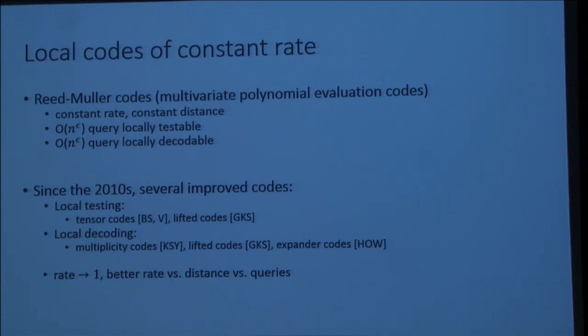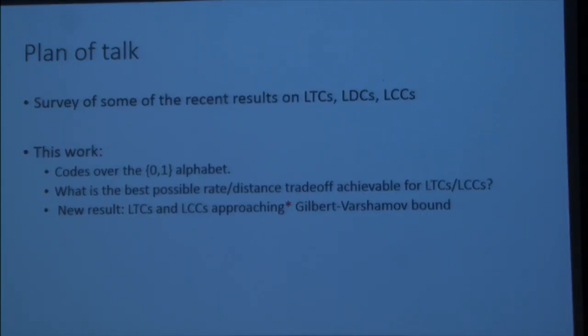All these works, so the Reed-Muller codes, though they were efficiently testable and decodable, the rate and distance were both constant. The rate was actually degraded exponentially with epsilon. And all of these works improve upon the Reed-Muller codes by making the rate not degrade exponentially with epsilon. You can get rate arbitrarily close to 1 and still achieve pretty much the rest of the parameters that Reed-Muller codes got. So I'll say more about this.